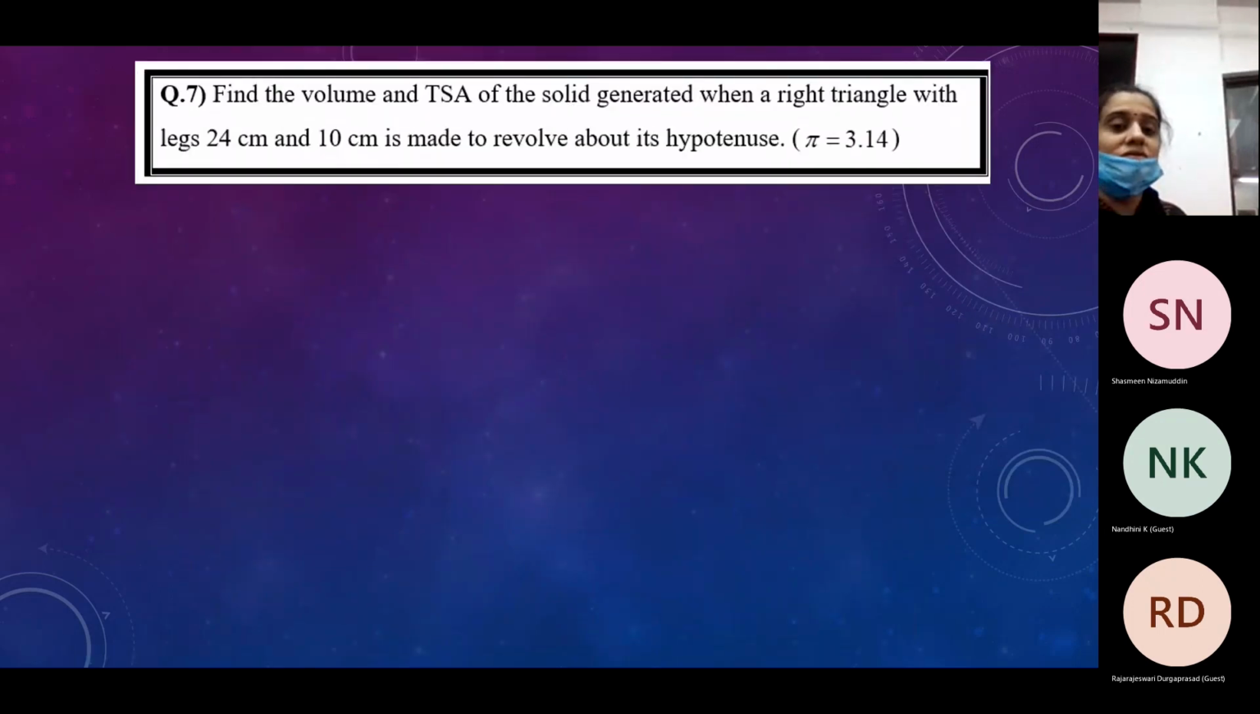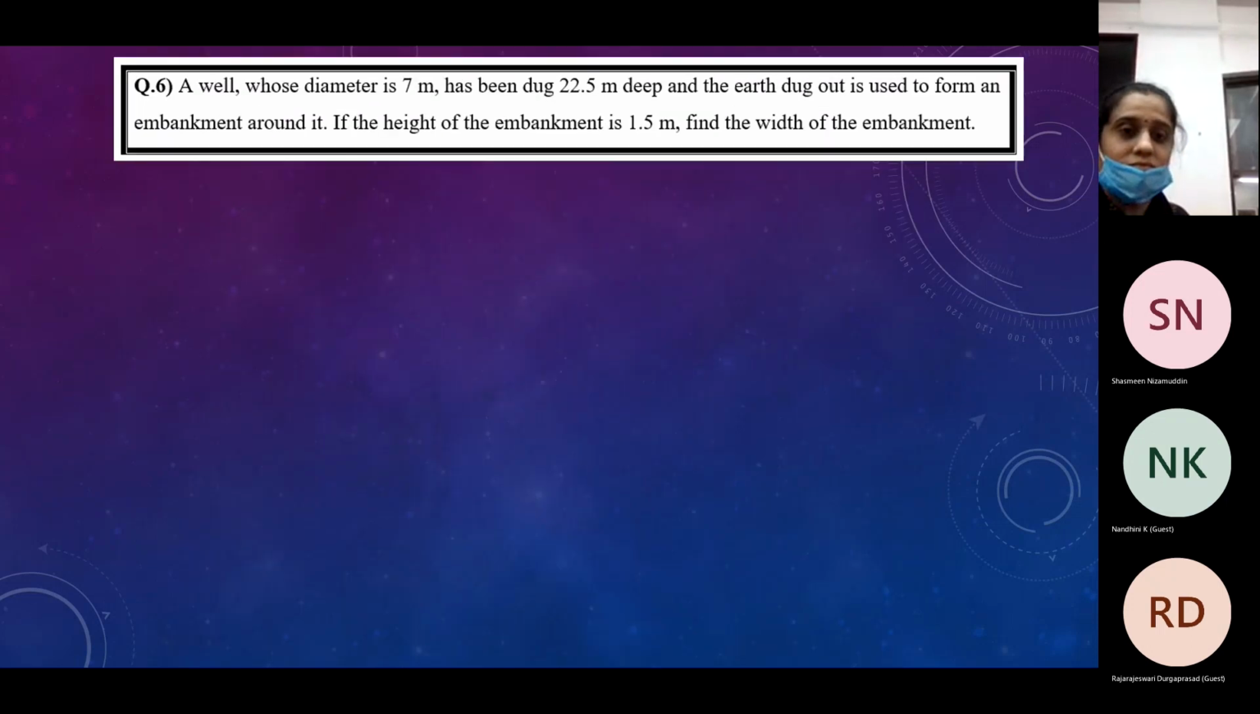Any questions here? Yeah, this is also 9th standard. Do this. It is now in your NCERT textbook, but it's 9th standard. NCERT, yeah.